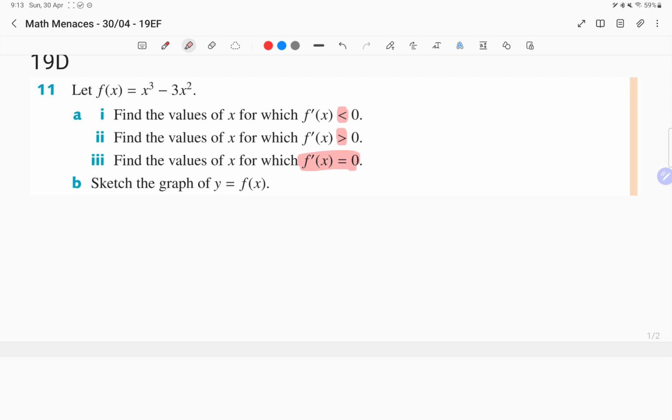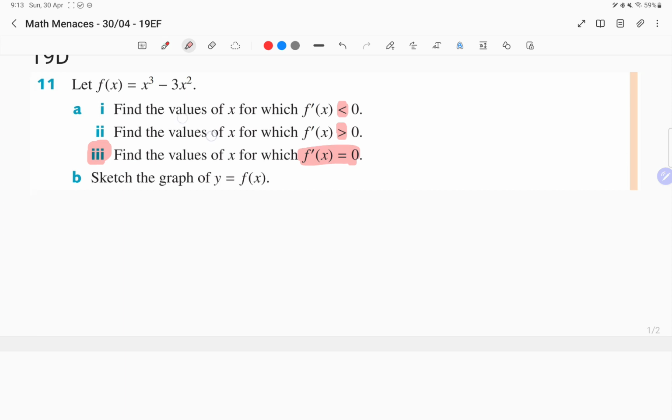To solve less than or more than, you need to solve equal first. So actually this question is a little bit strange. They should have asked the third one first, because you need to find when the derivative equals 0 and sketch it in order to find when it's more than or less than 0. So let's solve for A3 first. Okay, I will solve in a kind of reverse order. I'll do A3 first. So to solve for f dash x equals 0, you need to find what f dash x is first.